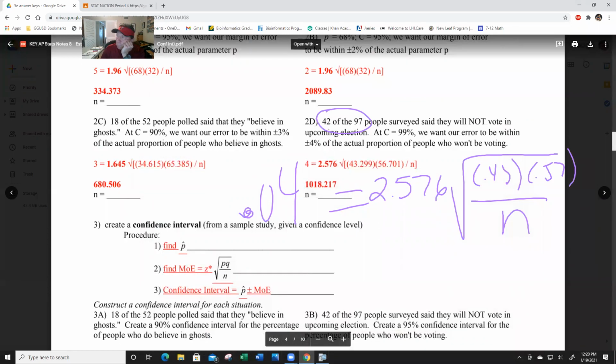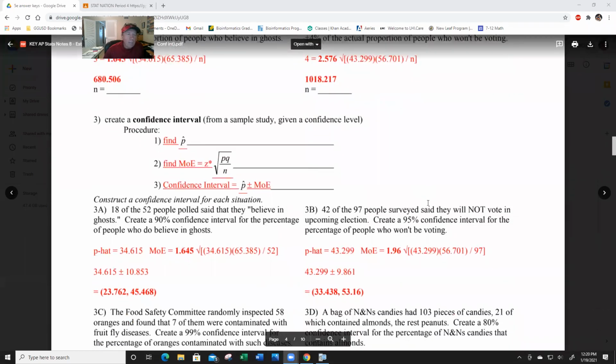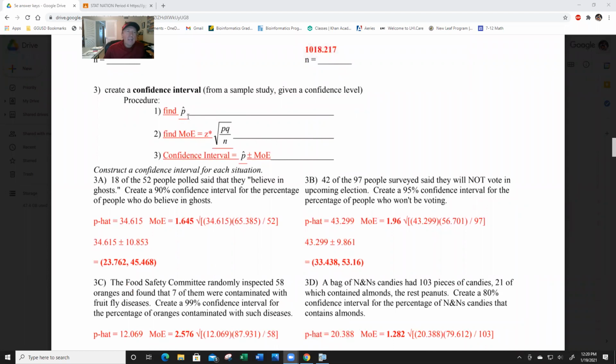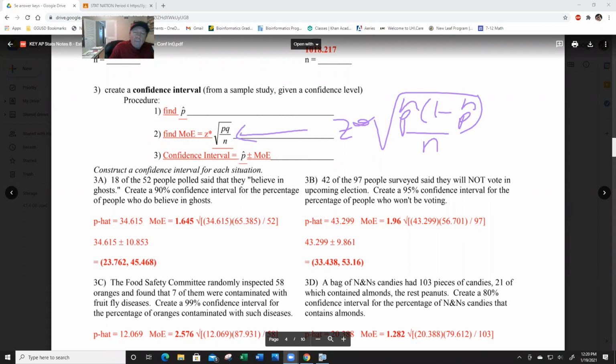Now, after all that, let's get to actually making a confidence interval, actually making one. Here's your procedure. Find p hat. Find the margin of error. And remember, the margin of error is z star times the square root of p hat times 1 minus p hat over n. We're going to use p hat instead of p because we don't know what p is. And then your confidence interval will be p hat plus or minus the margin of error. And I'm going to write these out every time.